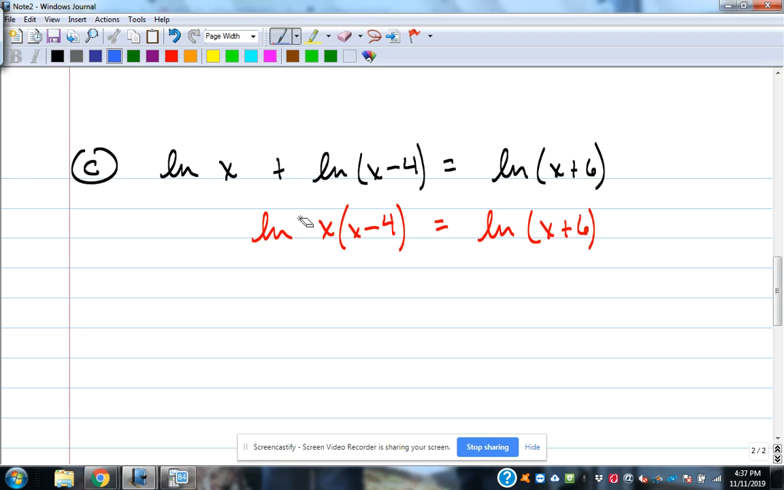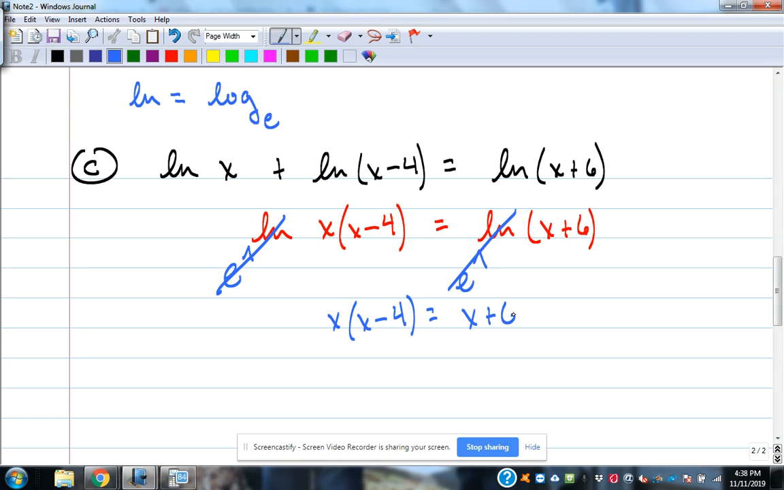Common sense tells us that the natural logs are going to go away. The math that makes that happen is, what's the base of natural log? It's really log base what? E. Okay? So to get rid of a natural log, you're going to exponentiate with an E. Those cancel each other out and leave us x times x minus 4 equals x plus 6.